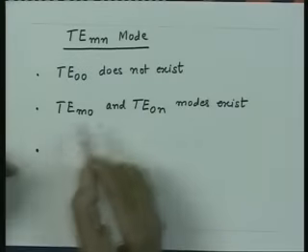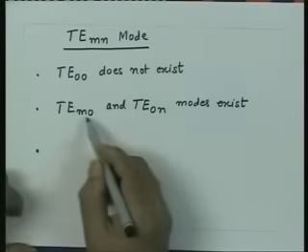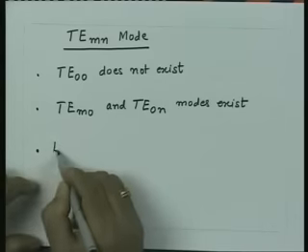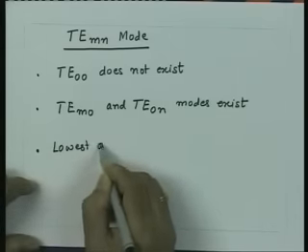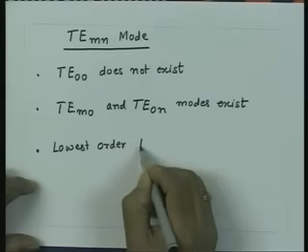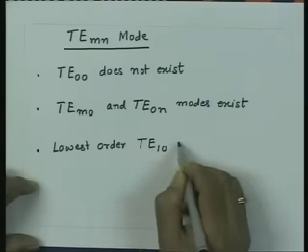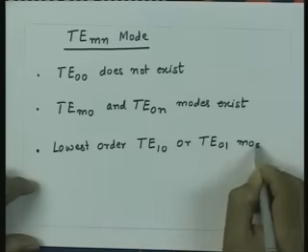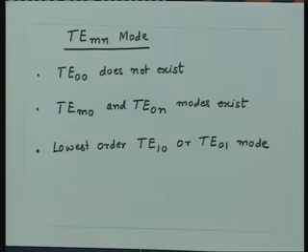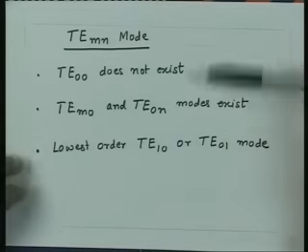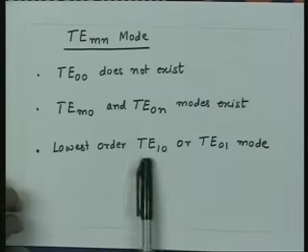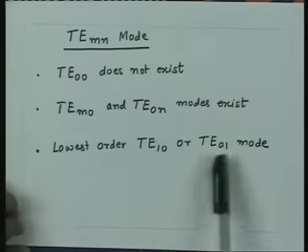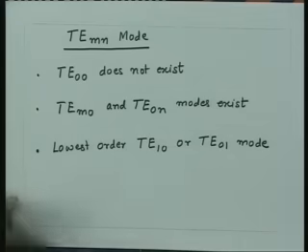So, if I now ask what are the lowest order modes which can exist, we can get now the lowest order index. If I take M1 and N1, the lowest order would now correspond to either TE10 or TE01. So, now we have got 3 lowest order modes. Transverse electric, if I take the lowest index M and N, I get TE10, TE01, and for transverse magnetic I have TM11.